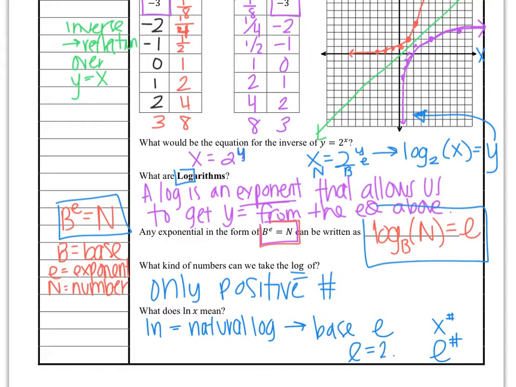e is equivalent to 2.71828, and it keeps going. It's a never-ending decimal, non-terminating. So just like pi is 3.1415, blah, blah, blah, e is also a number. So instead of writing out this value every time, we just write e. So in a log, the normal base is 10. In a natural log, the normal base is e. Okay, so we'll see more with that later, but I just want you to understand again that a log is an exponent that helps us go from exponential form into logarithmic form. Okay, so flip it over and we'll see a little bit more with this.